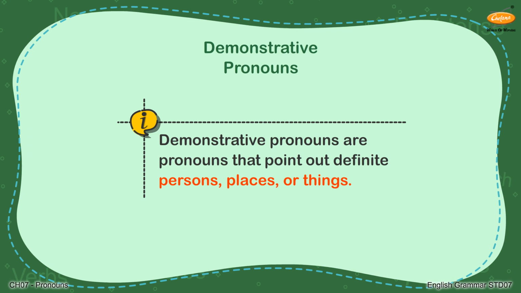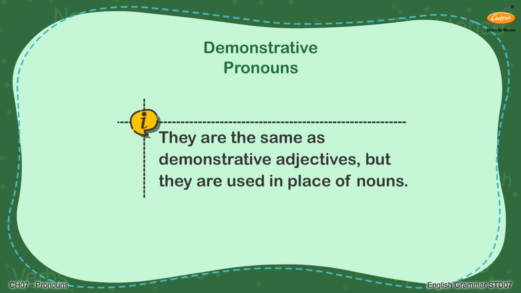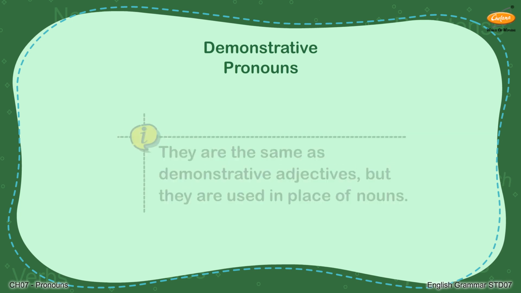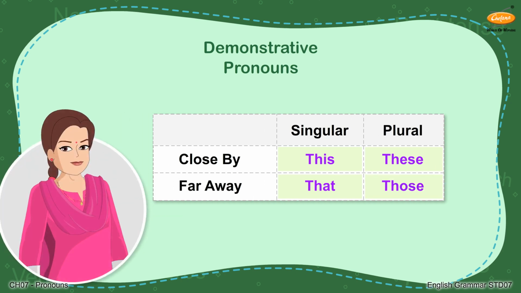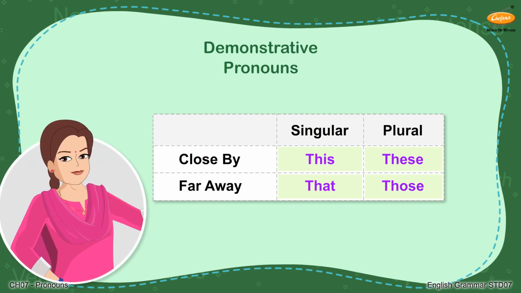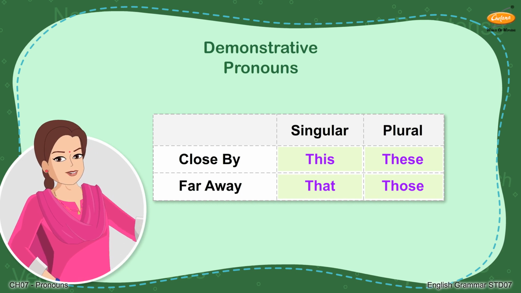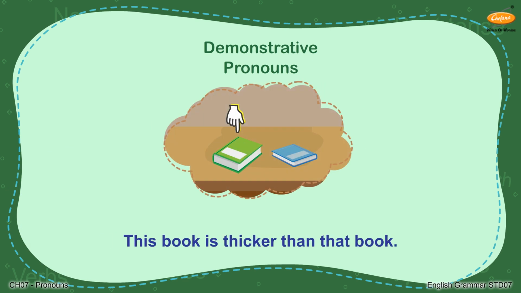Demonstrative pronouns are pronouns that point out definite persons, places, or things. They are the same as demonstrative adjectives, but they are used in place of nouns. The 4 demonstrative pronouns are this, that, these, and those. Here is how to differentiate between demonstrative adjectives and demonstrative pronouns in sentences.